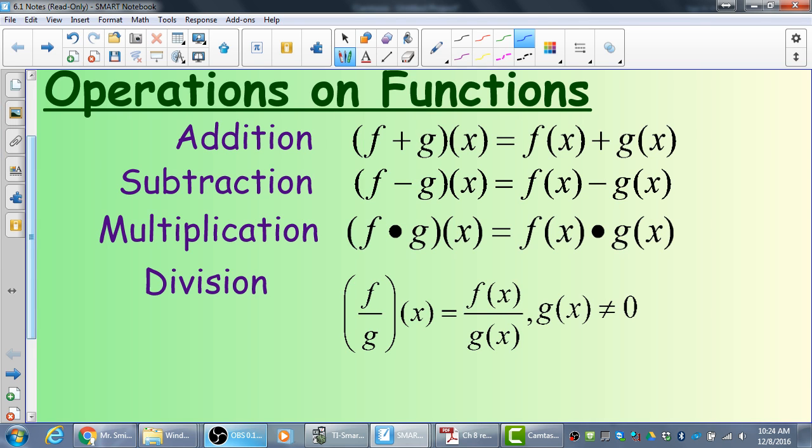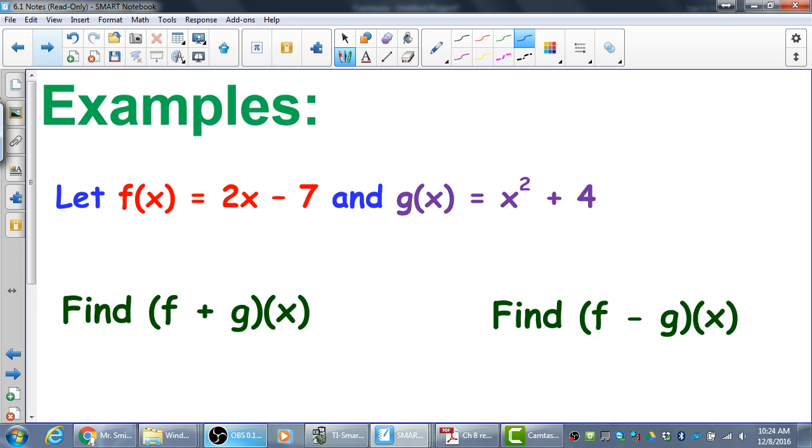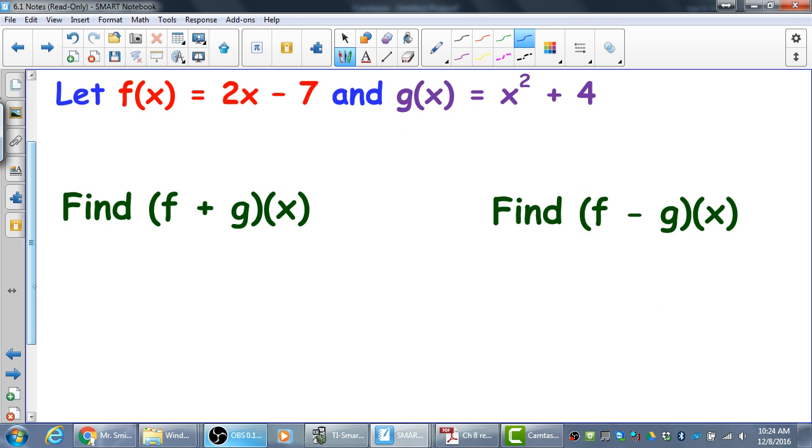So let's just go to the example. I think that's the best way to go here. Let f of x equal 2x minus 7 and g of x equal x squared plus 4. Find f plus g. So we're doing 2x minus 7 plus x squared plus 4, and collect like terms. So x squared plus 2x minus 3. The only thing you can combine on this one, negative 7 plus 4, is negative 3. It doesn't get much easier than that in my opinion. Hopefully that's an easy problem for you.